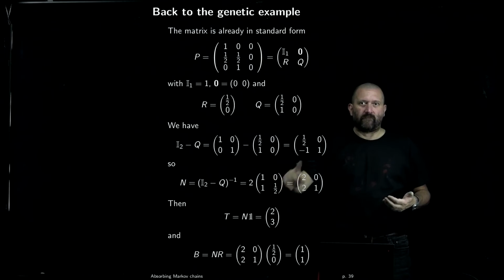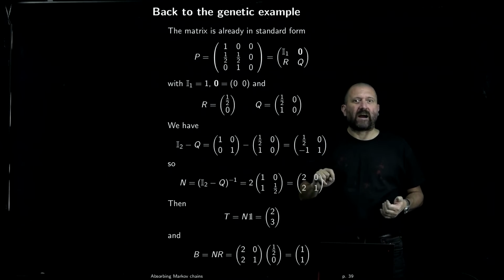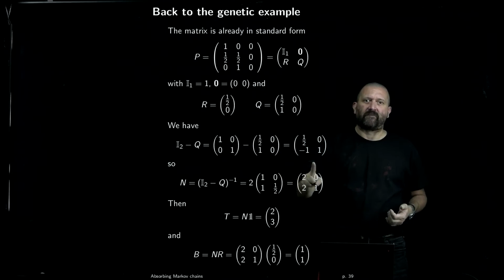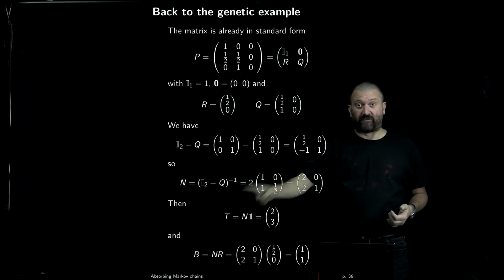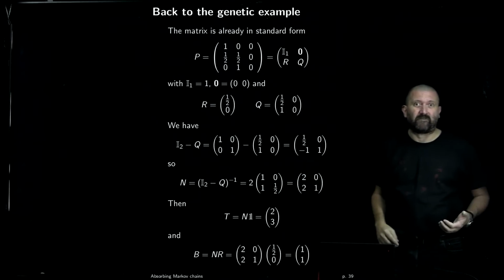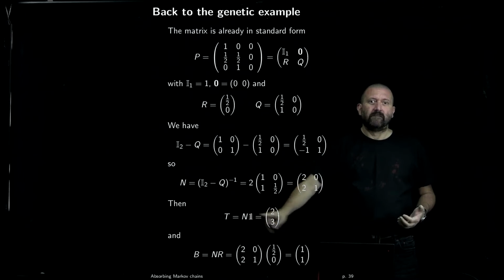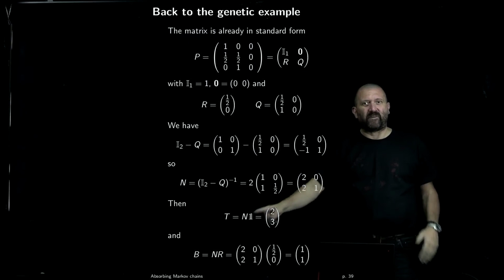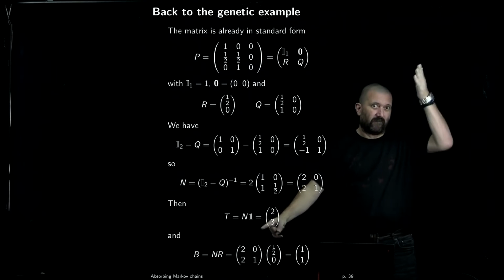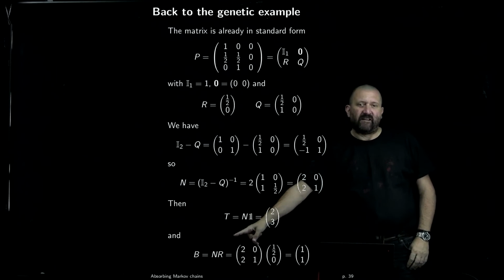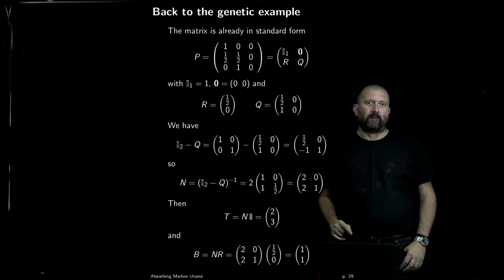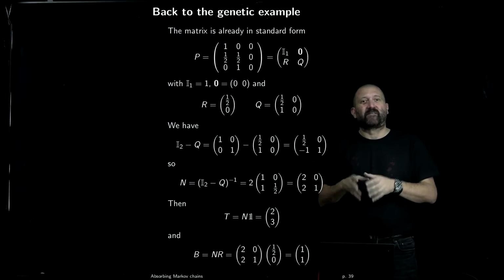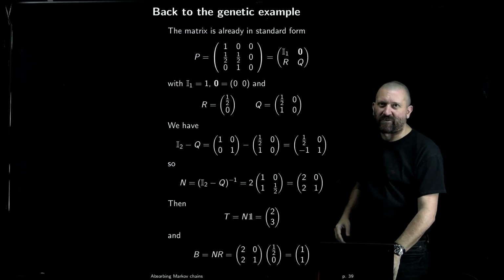And we can compute different quantities. Because Q is a 2 by 2 matrix, if I compute I2 minus Q, I get this. So the fundamental matrix is just the inverse of this matrix, which here is trivial to compute. T is simply the row sums of that fundamental matrix, which I get by multiplying by the column vector of ones. And B is N times R, so it gives me this vector here. It could be a matrix, but in this particular case, we've only got one absorbing state, so things boil down to something simple.